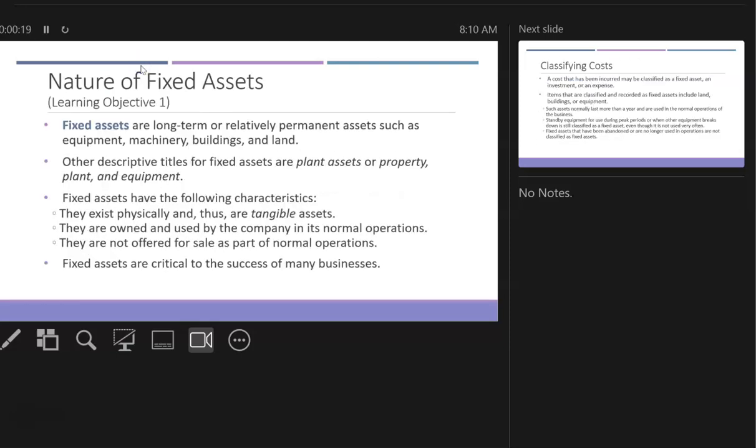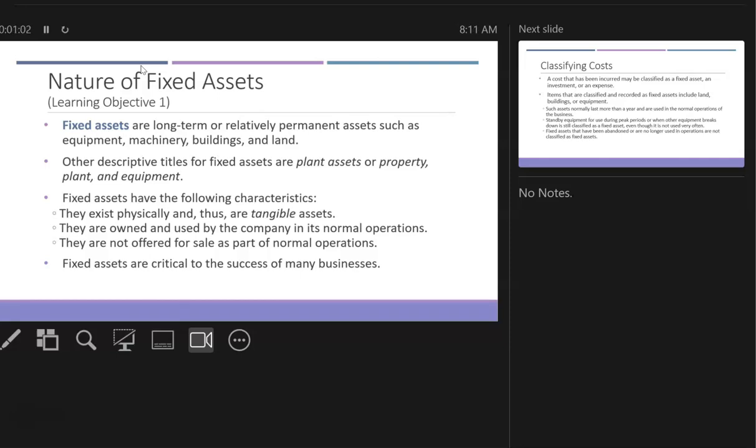So, fixed assets. Fixed assets are tangible. There's a physical presence to them: equipment, machinery, buildings, and land. Sometimes you call them property, plant, and equipment. Fixed assets have these characteristics. They physically exist, which is why we call them tangible. They are owned and used by the company in their normal business operations, and they are not offered for sale as any part of normal operations.